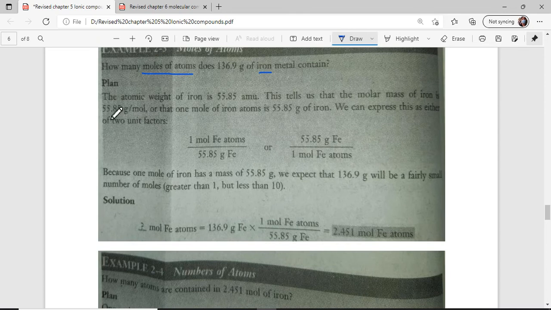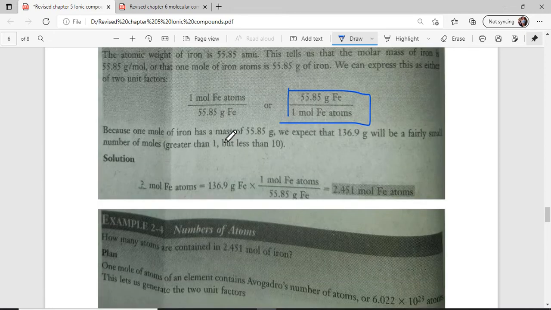Because in 1 mole of Fe atoms there are 55.85 grams. This is your molar mass. We don't write the 1 mole of Fe atoms below. That is the molar mass, and you can also write it reciprocally: in every 1 mole of Fe atoms, you have 55.85 grams of iron. So we can express it as factors. Because 1 mole of Fe has a mass of 55.85, we can expect that 136 grams will be a fairly small number of moles, greater than 1 but less than 10.